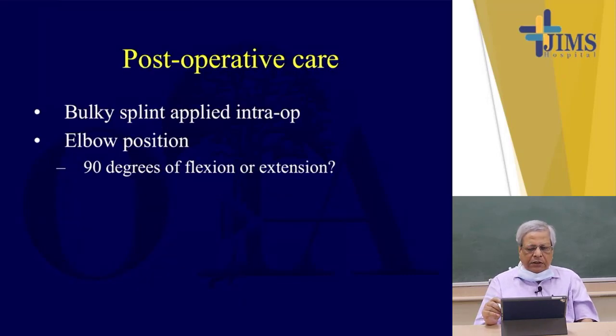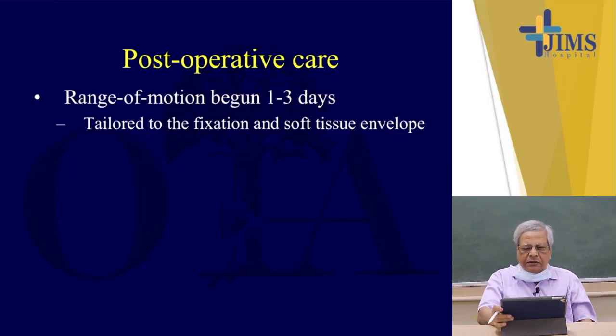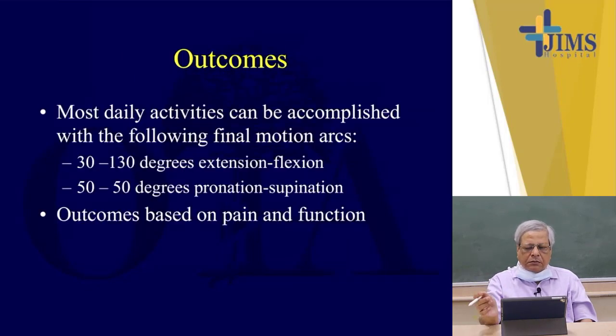Post-operative care consists of bulky splint applied intraoperatively. Elbow position is 90 degrees of flexion, that is 90 degrees. Range of motion begins 1 to 3 days. Just the next day, patient is allowed to move the elbow. Most daily activities can be accomplished with the following final motion arcs: 30 to 130 degrees extension, flexion.